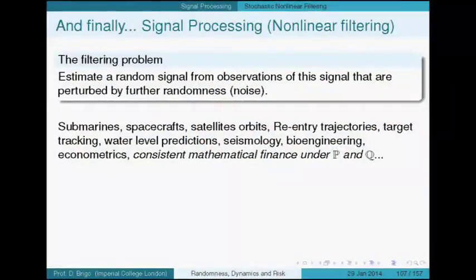In the final minutes of this lecture, I would like to talk very, very shortly about my research in signal processing and nonlinear filtering in particular. This is again about randomness. You have a random signal, so a physical trajectory or some process in nature or engineering that is random. This process is observed, but there is some noise in the observation, additional randomness. So the system is random, and there is more randomness in the way you observe it. What you try to do is estimate the exact state of the system, given the noisy observations.